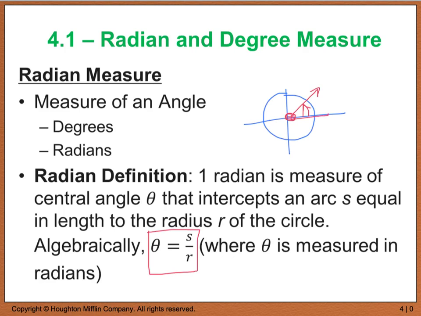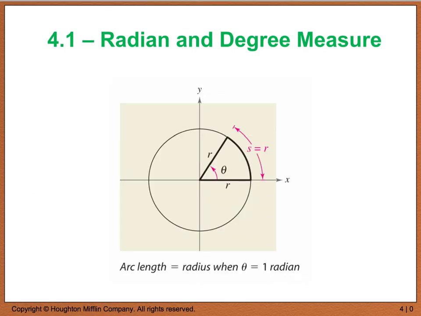This is a formula you should probably write down because it's very important and we're going to use it some more. So here's a little bit better diagram. As you'll notice, we have a central angle theta with radius R, and we know that the arc length, which is what S represents, is equal to the radius. So this length here, if I were to straighten it out, would really equal this right here. That is the definition of 1 radian.